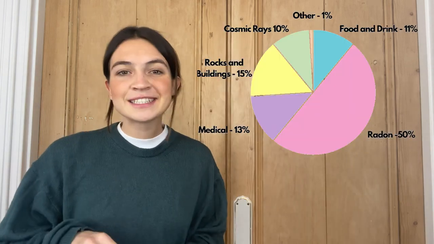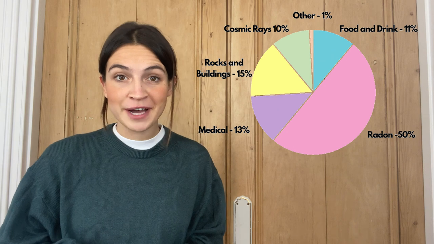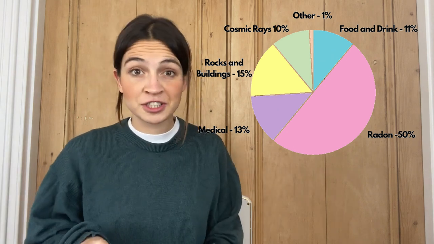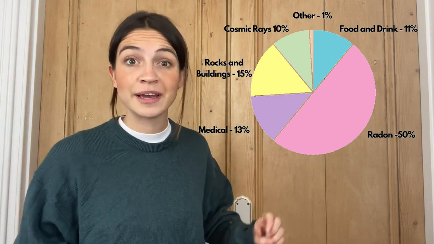We can have a little look at some of the places where this background radiation comes from. Here's a pie chart of the different sources of background radiation. You need to make sure for your GCSE that you have learnt these main sources.